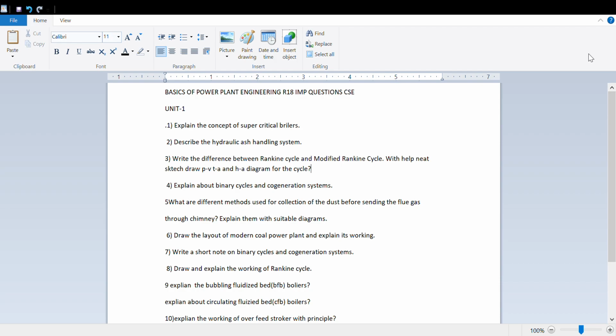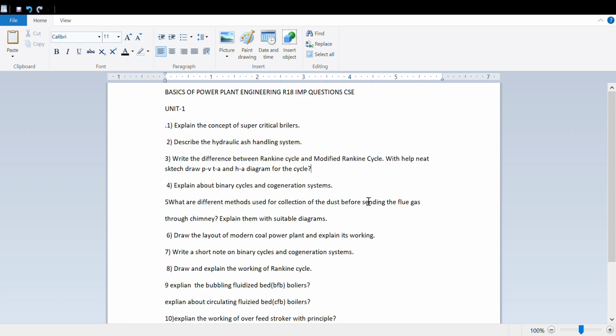Cycles, and mainly learn the difference between the Rankine cycle and the modified Rankine cycle, and draw the diagrams of PV, T-S and H-S cycles, and explain the binary cycles of cogeneration systems. What are the different methods for collection of dust and sending flue gases through the chimney? Explain with suitable diagrams, and draw the layout of a modern coal power plant and explain its working.